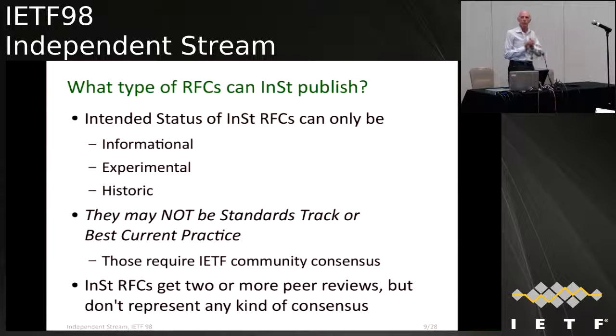So the next question: okay, we know what the independent stream is supposed to be all about now. What sort of RFCs can it publish? Well, 4846 is pretty definite about that. The stream can publish informational, experimental, or historic documents. It may certainly not publish anything that looks anything like a standards track document, because standards track documents require an IETF community consensus. The IETF is a consensus-driven organisation, so its standards documents reflect that kind of consensus. As compared to that, the independent stream RFCs get two or three or four or sometimes five independent reviews, but they don't represent any kind of consensus.